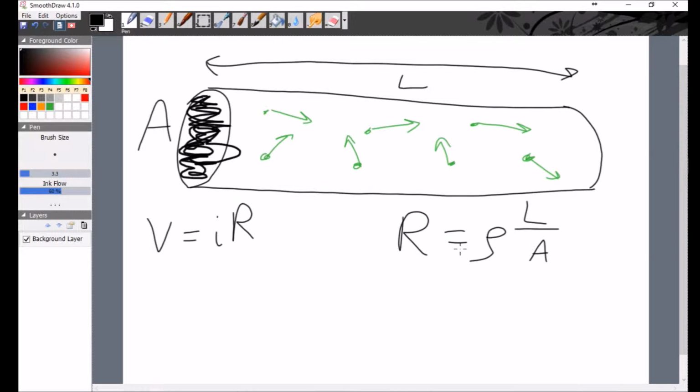And so what that means is if I plug this into the Ohm's law equation, the voltage across is equal to I rho L over A. That means I can determine the current from all this other stuff, right? Because this is stuff I can set up in the code.